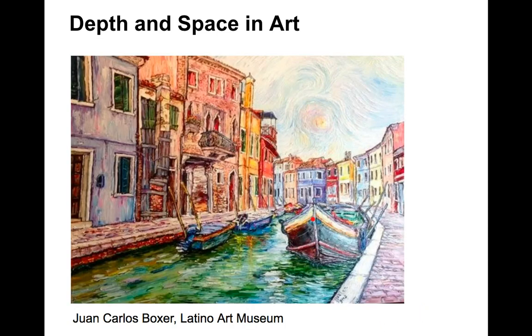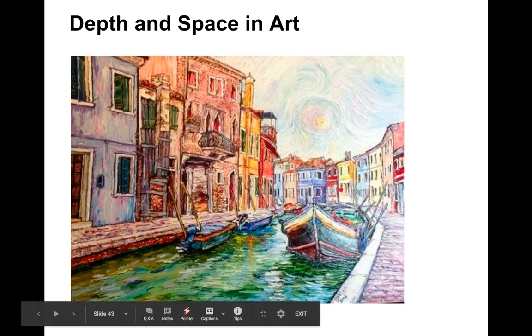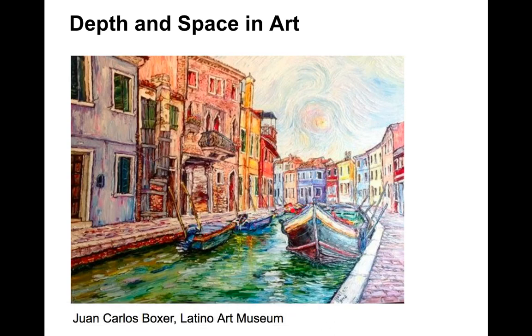This is a painting by Juan Carlos Boxer, and it's a great example of some linear perspective along this area. You can see it even changes a little bit as it goes in. There's also some size changes in the boats and in the houses. And some color and value changes are not extremely apparent as things are going back into space.